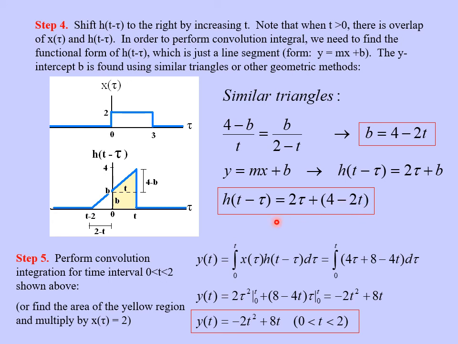You can see it's a function of t here. So then, having this, we can plug this into the convolution integral and go ahead and do the integration and come up with this form, minus 2t squared plus 8t. This works as long as t is between 0 and 2, because once t becomes 2, we end up with a different situation, which we're going to deal with in step 6.